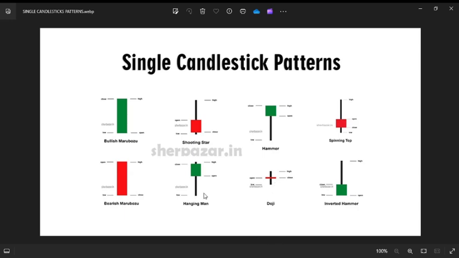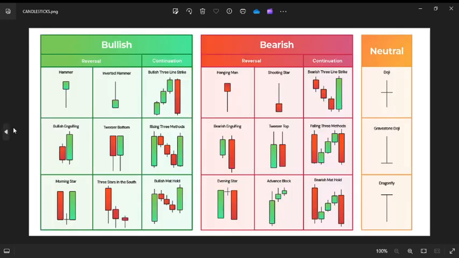The next candlesticks are the bullish reversal candlesticks. The hammer is one of the bullish reversal candlesticks. So usually the hammer is formed at the end of a downtrend, and the inverted hammer is also usually formed at the end of a downtrend, which are all indicative that the market is about to reverse to an uptrend. So you'll be looking out for opportunity to buy whenever you see the inverted hammer or the hammer candlestick.